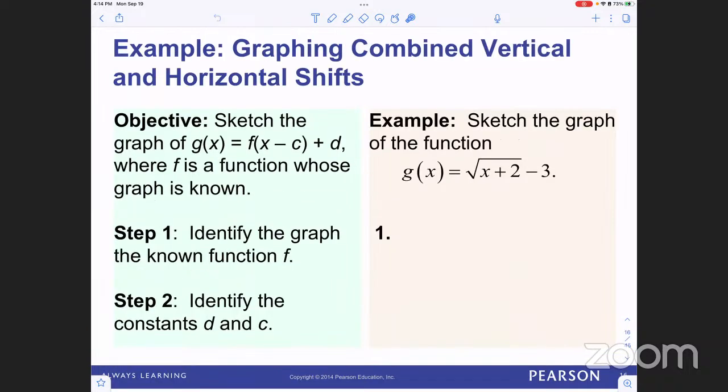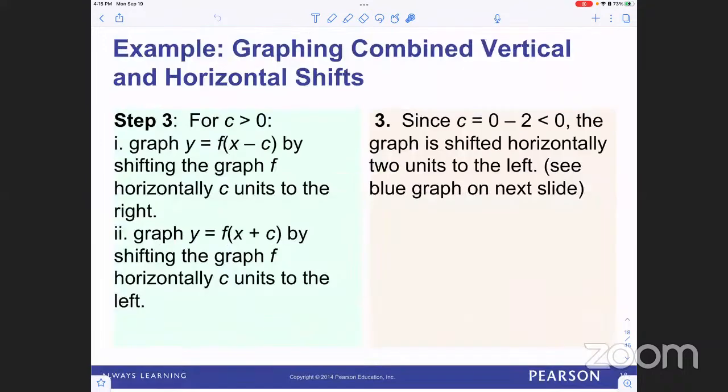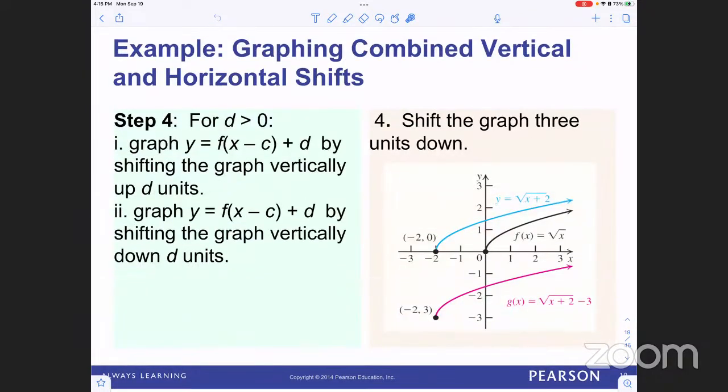Oh, it's not there anymore. Okay. So you see it here. Here's the original square root of x, top half of a sideways parabola. Notice we went left 2 and then down 3 to get the final graph, right? So that's all we did. These are called rigid transformations. We're just moving it, sliding it left and right and up and down.